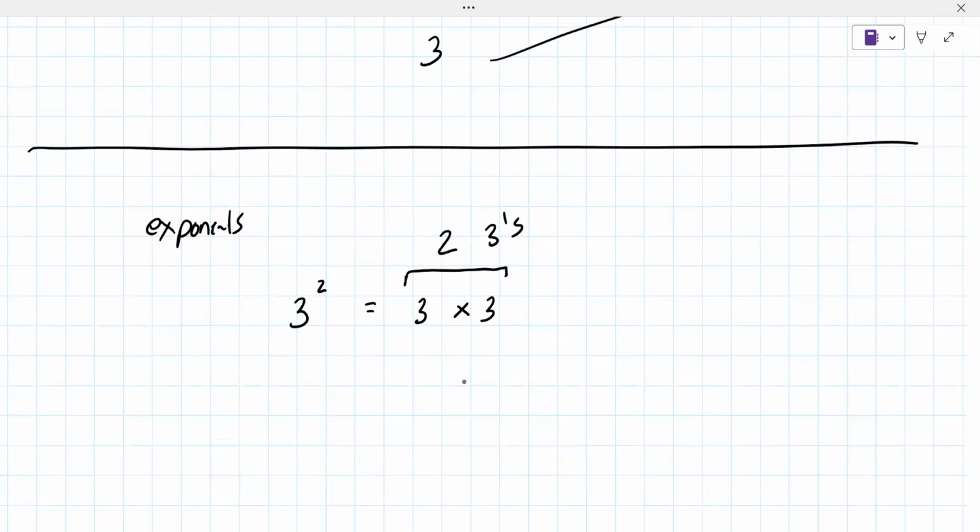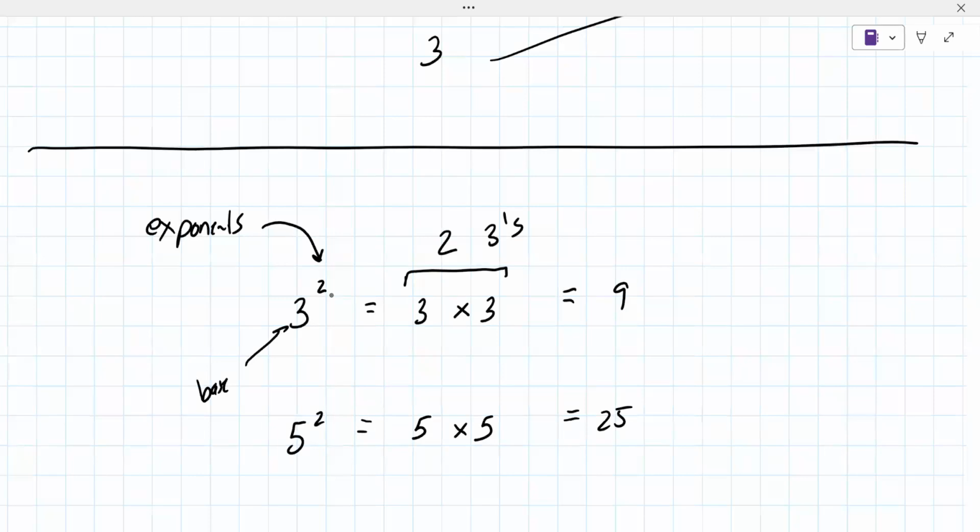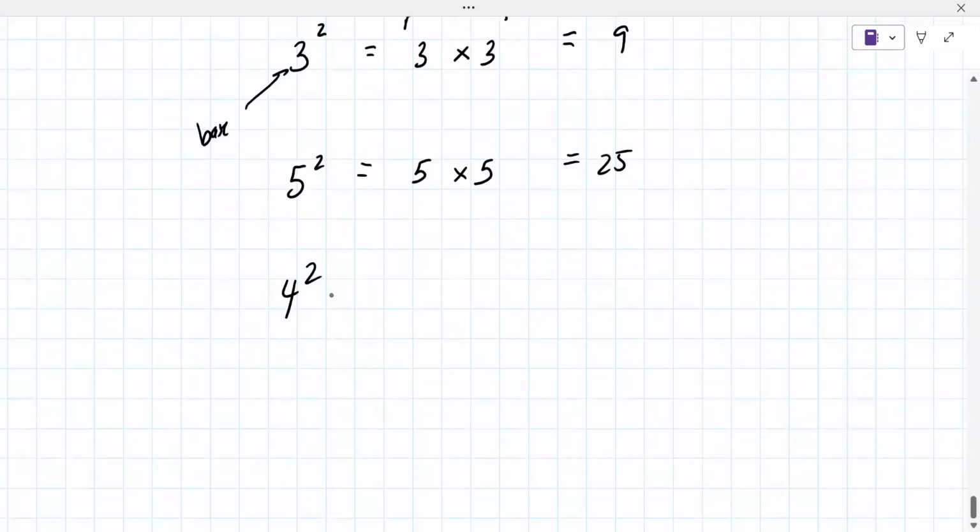I know there's a lot of 2s and 3s going back and forth, but this is what you have to remember here. You take that base, that's the base, and that's the exponent, but you write the base however many times you see here. So like 5 squared is 5 times 5, which is 25. And 4 squared would be 4 times 4, 16. Now, I'm not going to give you big numbers, but you need to know some of them.